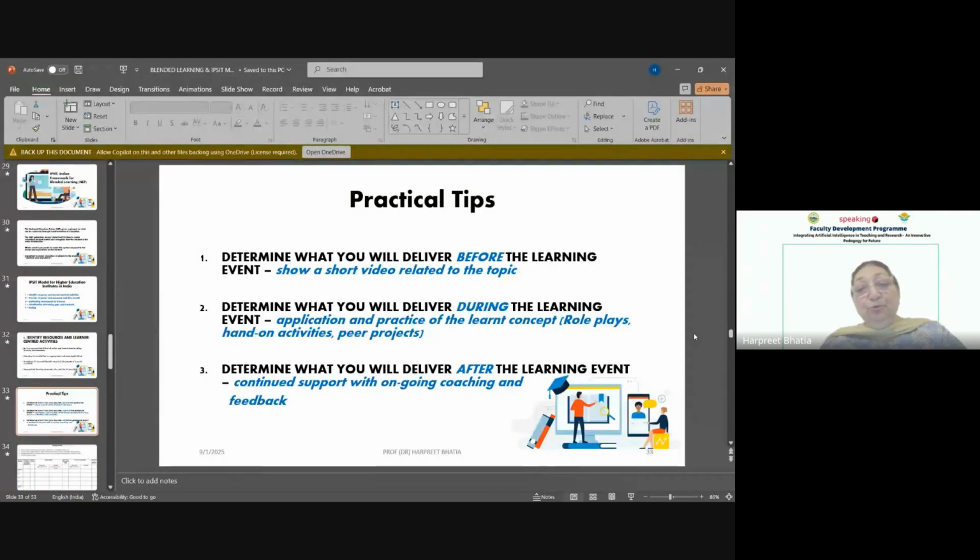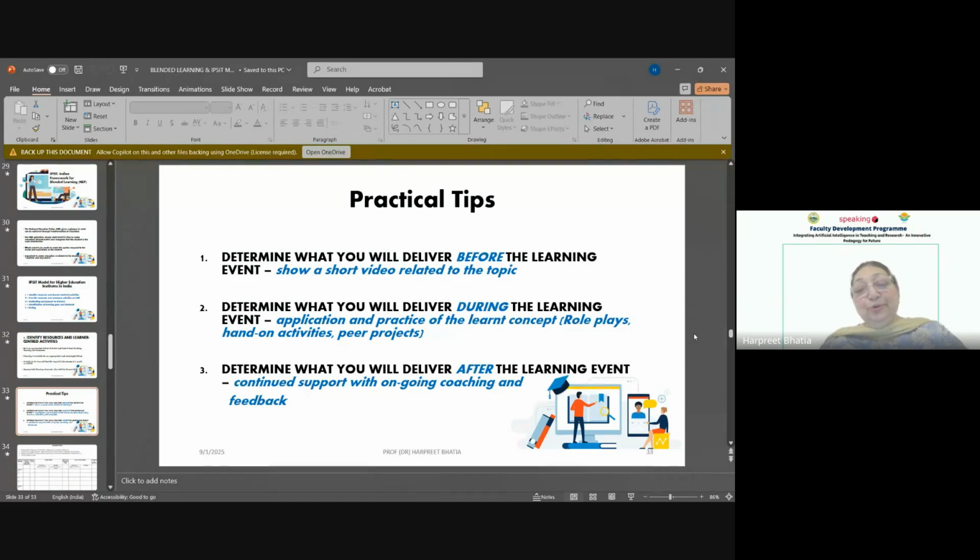Then what are you going to be doing during the classroom? That is the application of the concept that you have sent the material on. You could do it in the form of practicals or projects or hands-on activities, role plays, focus group discussions, debates, quizzes, whatever it is, but it needs to be decided previously by you as a teacher.